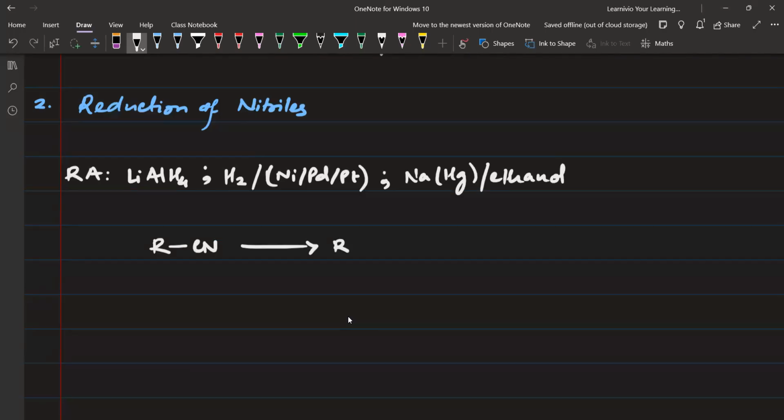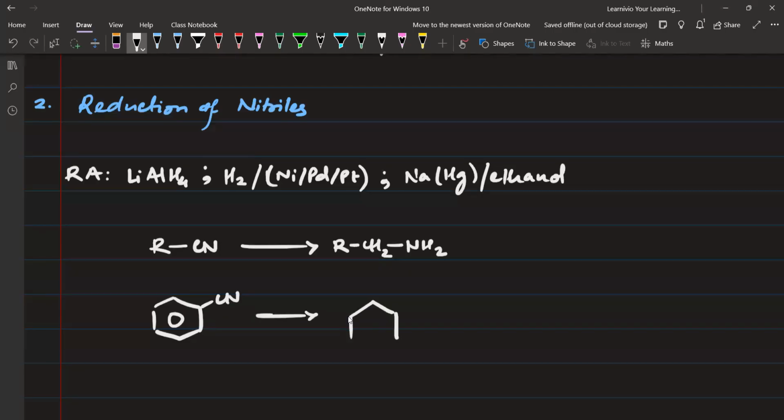So any one of these reducing agents is going to convert RCN to R, where this carbon will get two hydrogens and become CH2, and the nitrogen will also get two hydrogens and become NH2. This would also work on benzonitrile. For example, if I have something like this, CN, then I'm going to get the benzene ring, the CH2 and NH2. Any one of the three reducing agents we wrote above will work, then it's fine.